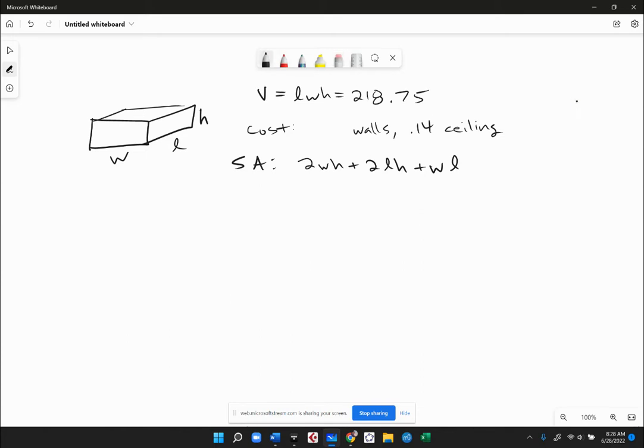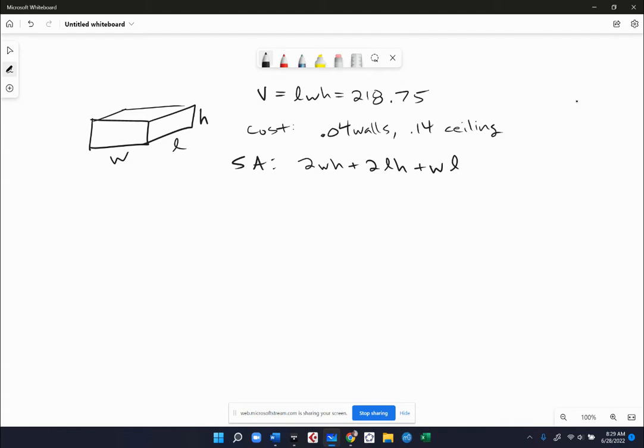We're given that the volume is fixed, and that's 218.75, and the volume of a rectangular room is just length times width times height. And we're also given that the cost of the paint is 0.04 per square whatever for the walls and 0.14 for the ceiling. So since we're dealing with painting the room, we want to talk about surface area.